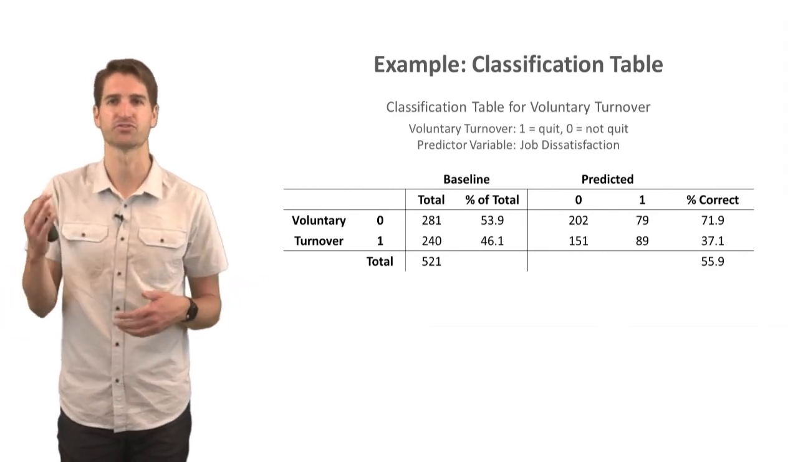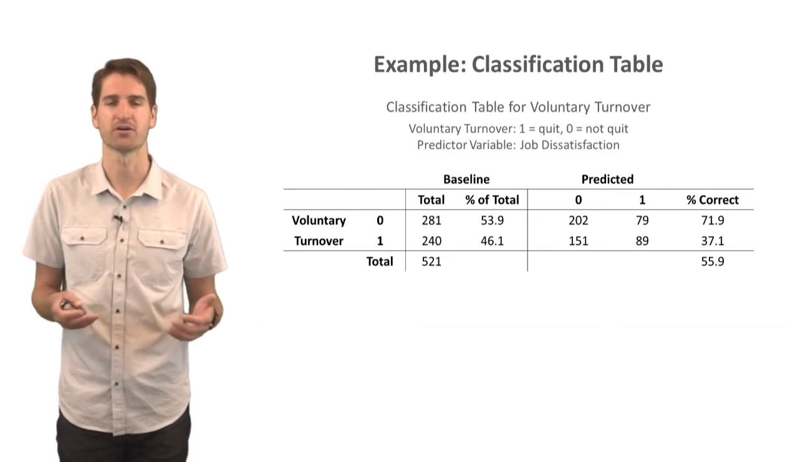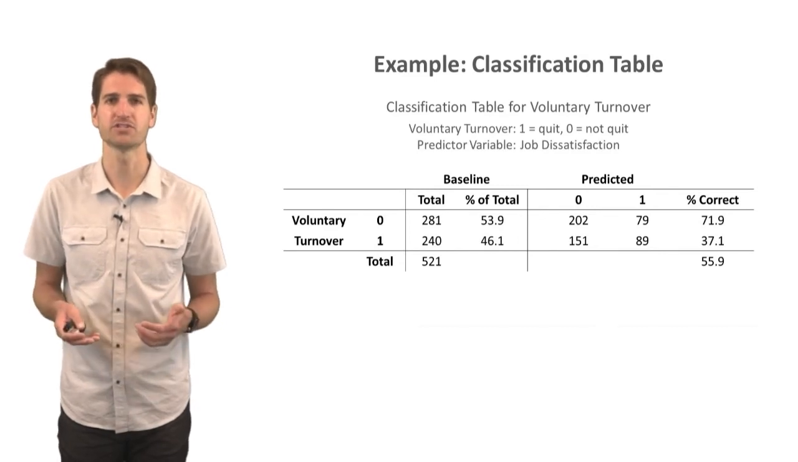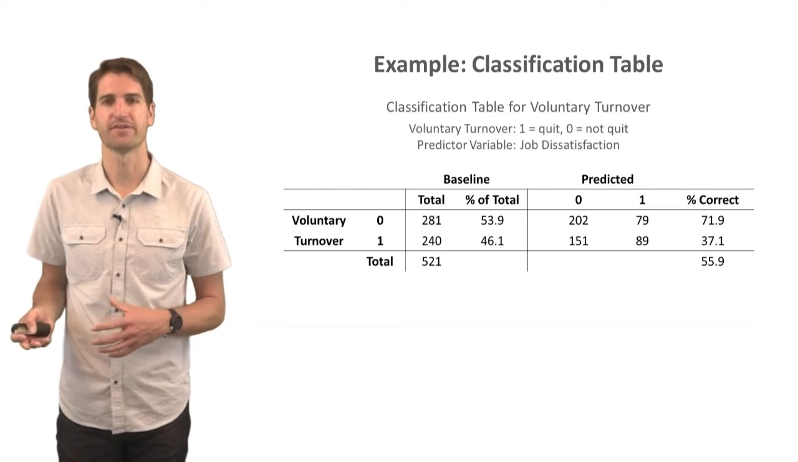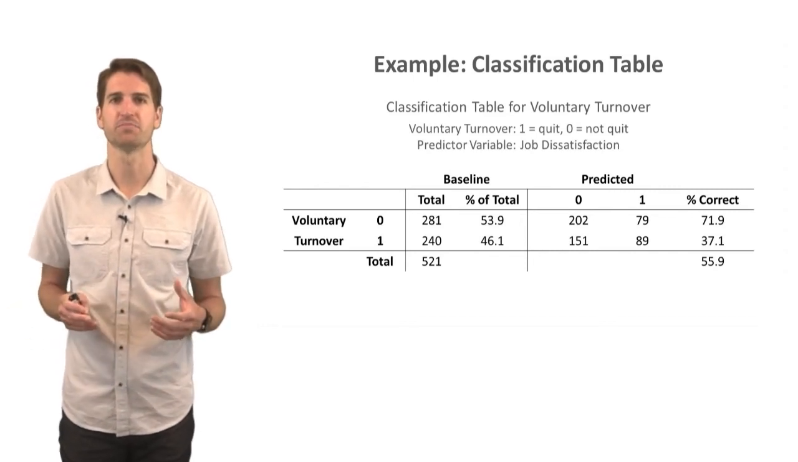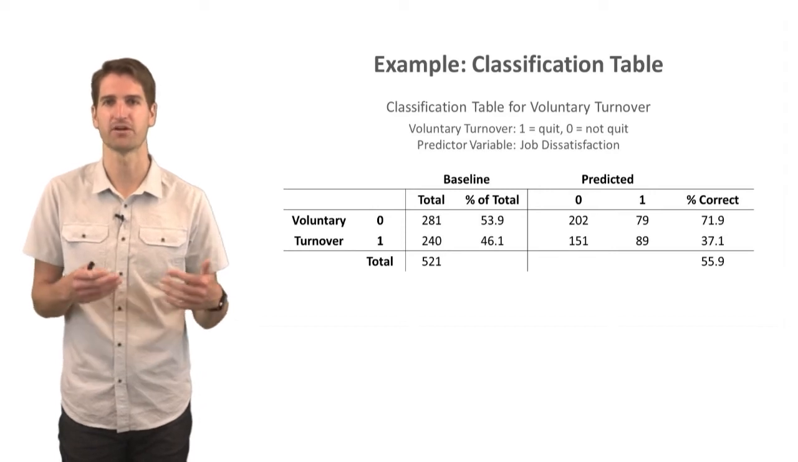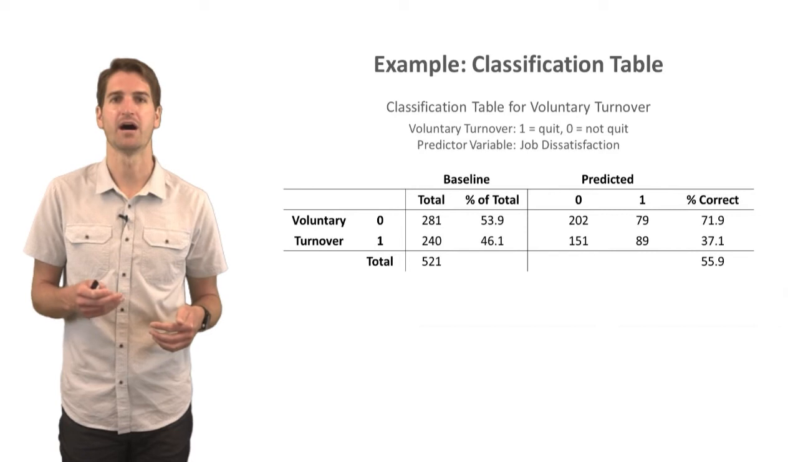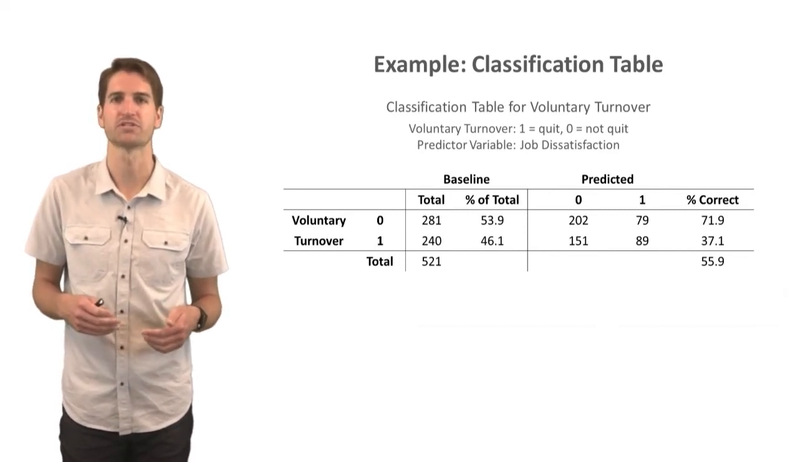So those are the two levels or values that one could have for that particular dichotomous outcome variable, voluntary turnover. Looking at this contingency table, we have our baseline and our predicted values. Baseline is simply how many people in our sampled data set actually left the organization and how many stayed. In other words, how many people quit versus how many did not quit.